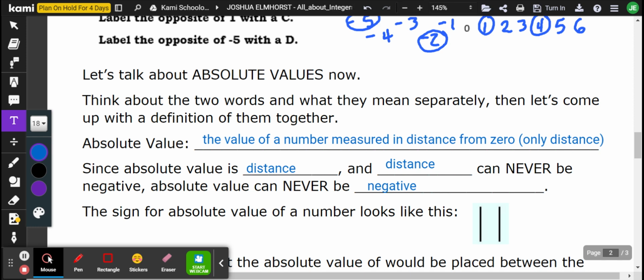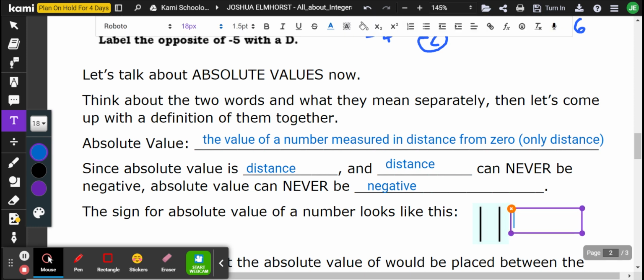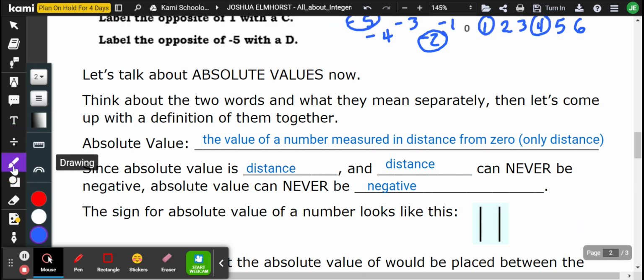The sign for the absolute value of a number looks like this. It looks like two vertical parallel lines, or train tracks. It is a measurement, if you would, from one number, wherever it's at on the number line, to zero. So how far you're going to measure the number, how far would it take to get back to zero?